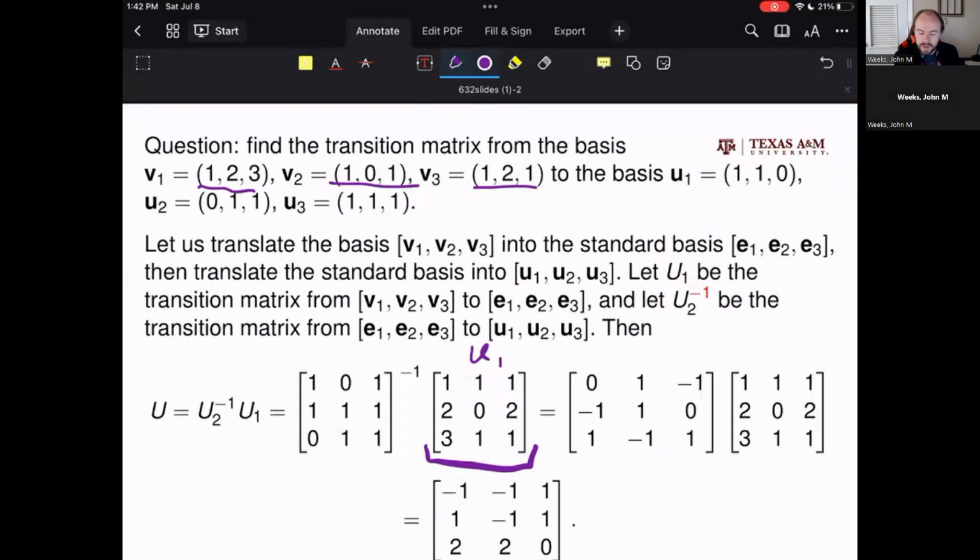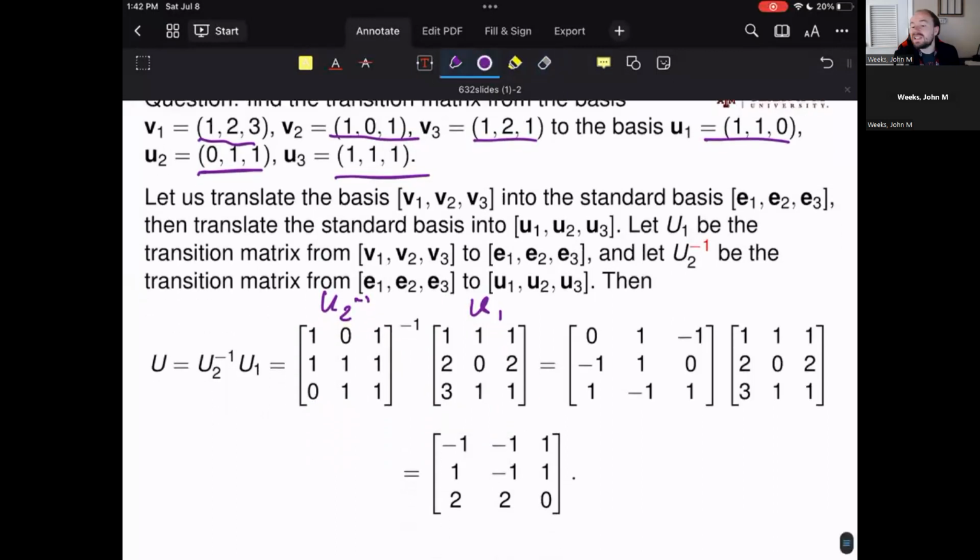And then we're going to need to take U2 inverse, U2 being the columns of everything written in terms of the basis I'm trying to end up in, 1, 1, 0, 0, 1, 1, and 1, 1, 1. But I'm going to need to take the inverse of that. So I go through and do a little sidebar and say, what was the inverse of that? Or how could I go through and find the inverse of that? And we should get something like this over here.